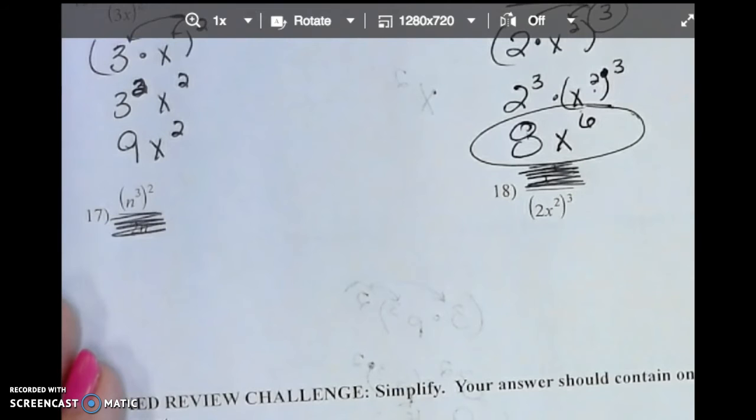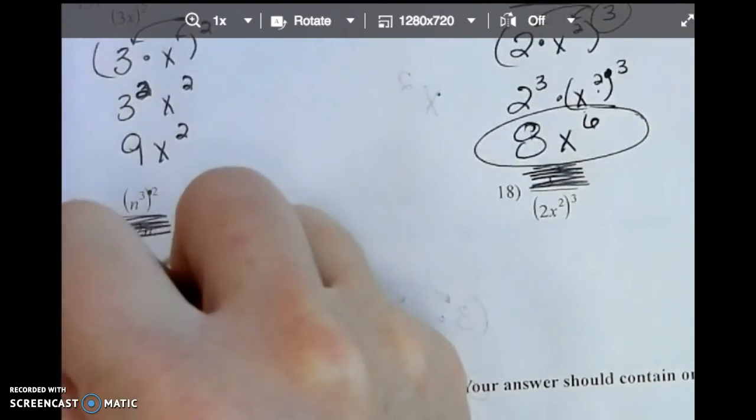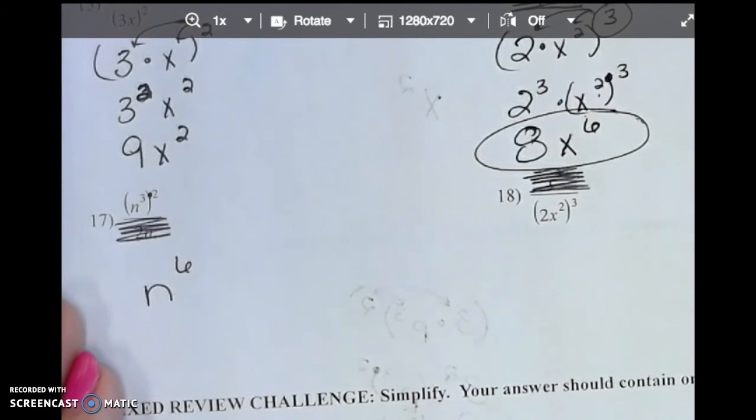Number 17 is very simple. This one is just the power rule. 3 cubed squared, n cubed squared. Keep the n, multiply the 3 times 2 to get 6.